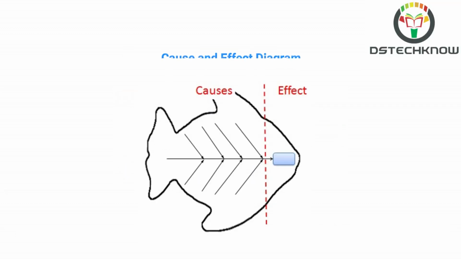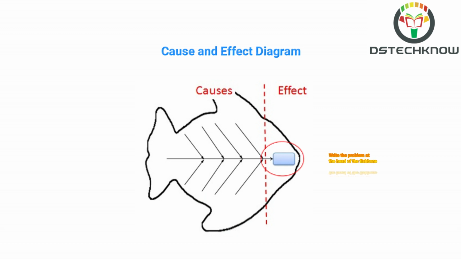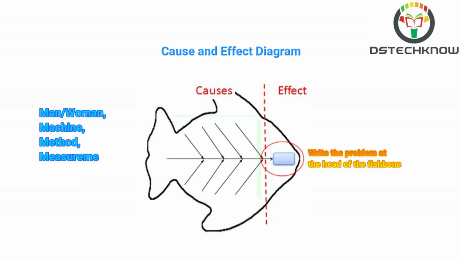When we start creating the cause and effect diagram, we write the problem at the head of the fishbone, and we want to be as specific as possible. We can also call it the problem, like low sales, customer satisfaction scores, and so on. Then we create the categories. What are all the causes?